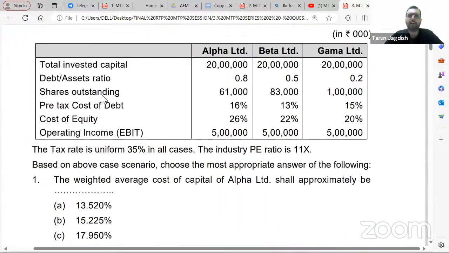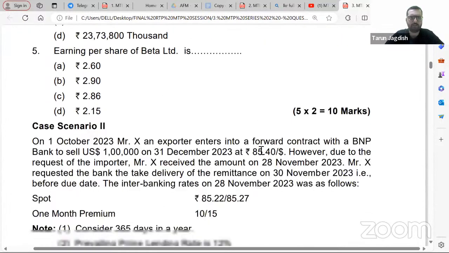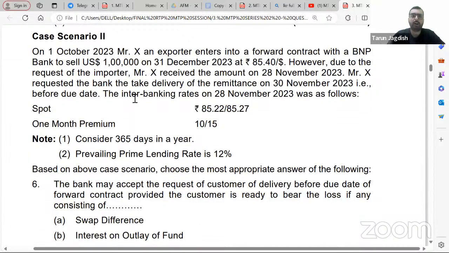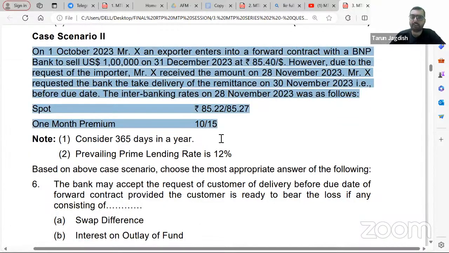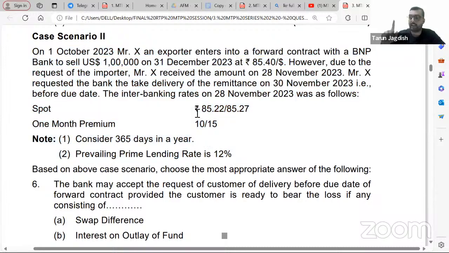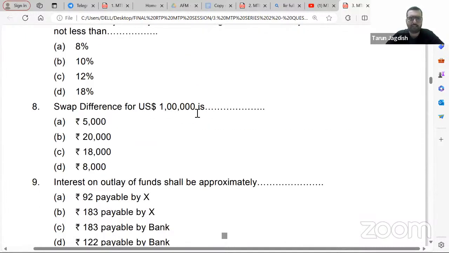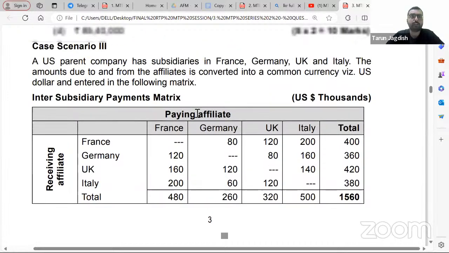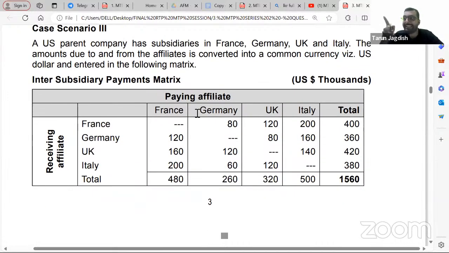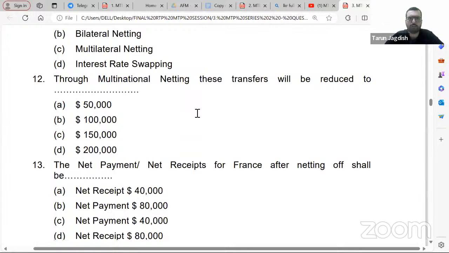Friends, look at this question. Alpha, beta, gamma. We did this now. EVA, economic value added, exact same question. We industry average, P ratio 11x. Same thing has come as an MCQ. We did this now. This is a good question. Early cancellation. We have done this in my class, but we will have to do this again. Case scenario 2 is new. We'll do this on Saturday. This is a very good new question. Case scenario 3, multilateral netting. I have only taken theory in the class, but you have got a new question. So this is important. Mark it as important. We'll do this on Saturday.